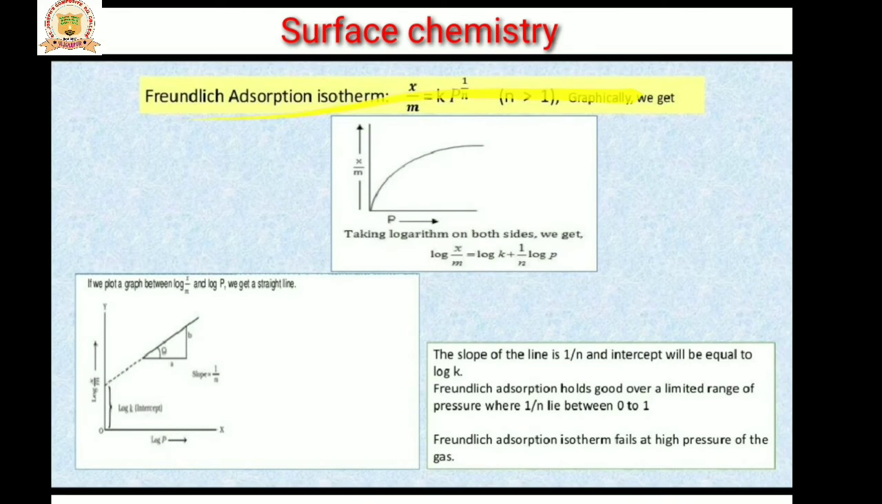So the Freundlich adsorption isotherm is what? x by m is equal to k into P raised to 1 by n. At a fraction of 1 by n, both the adsorption and the desorption process are in equilibrium. That pressure is called the saturation pressure.